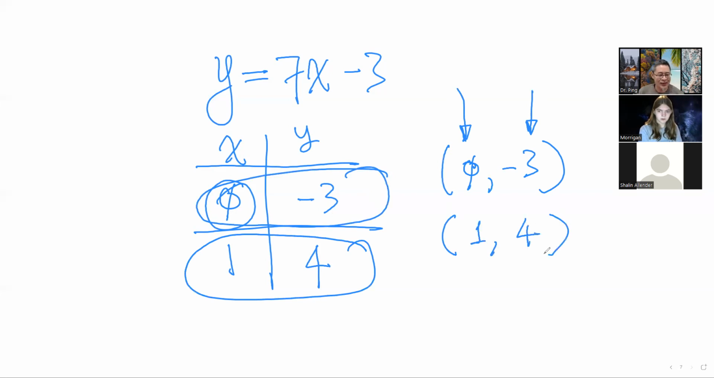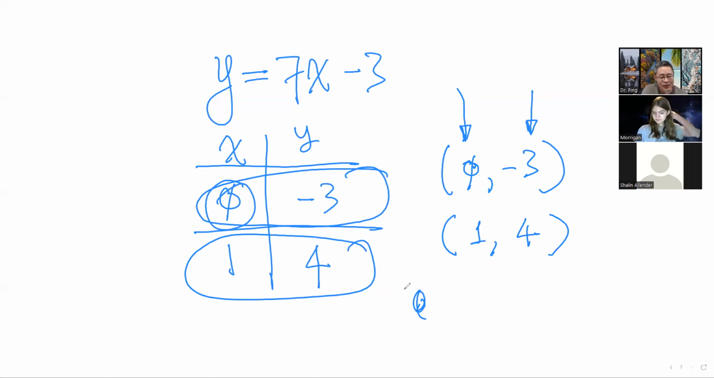Good? Okay, I thought you meant us to write out both answers in the parentheses. Oh, you can write on the chat in this way. I'm going to show you. On the chat, you can just do 0, comma, -3, and 1, comma, 4. Good? Okay.